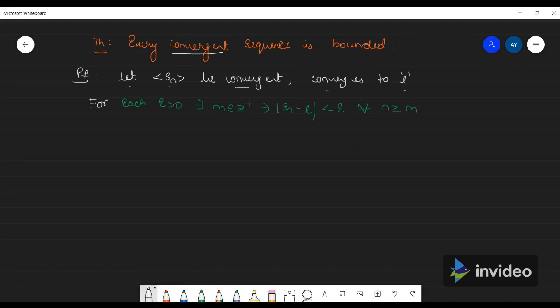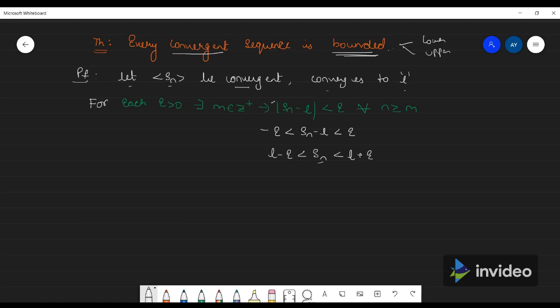Now we have to just take out the mod. If you take out the mod, Sn minus L lies between minus epsilon and plus epsilon. So this will be minus epsilon less than Sn minus L less than epsilon. Taking L outside, you'll have L minus epsilon less than Sn less than L plus epsilon. Now we have to show this is bounded. For boundedness, what do we have to show? We have to show the sequence has both a lower bound and an upper bound.